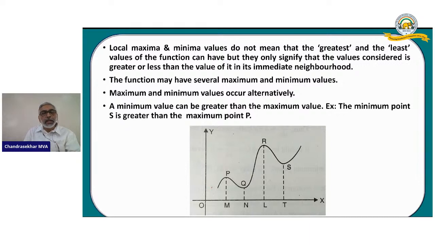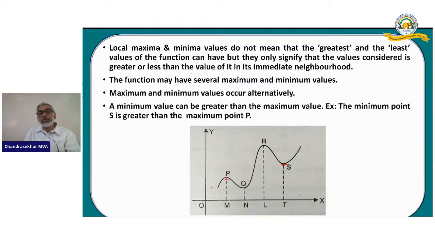Okay. And at the same time, if you observe the minimum value, a minimum value can be greater than the maximum value. If you observe this graph, a point P is the maximum point because the status of the curve is changing from increasing state to decreasing state. And if you observe the point S, the point S is a minimum point.